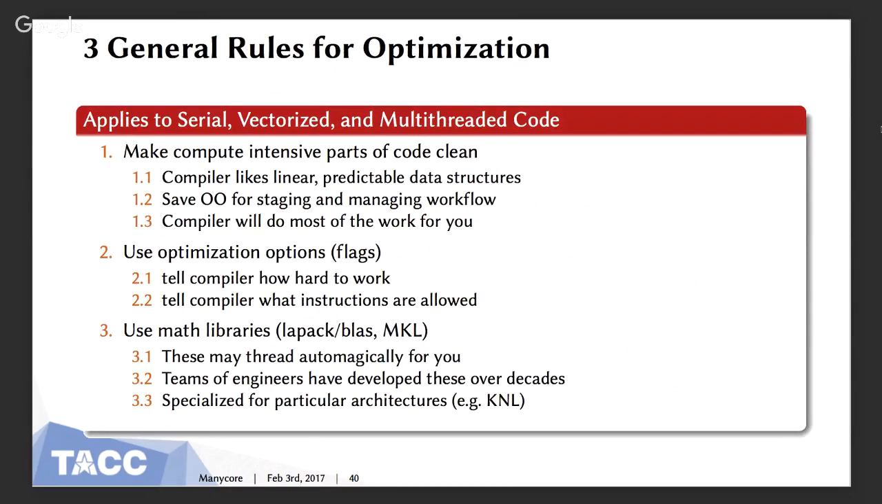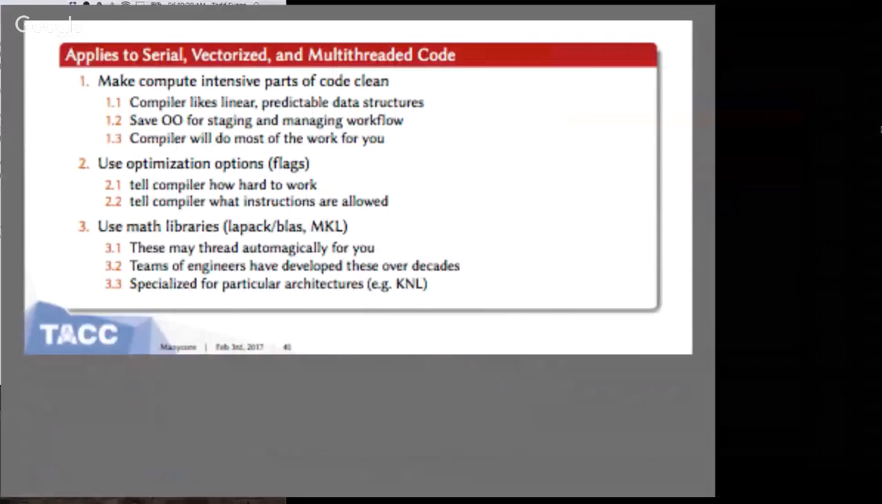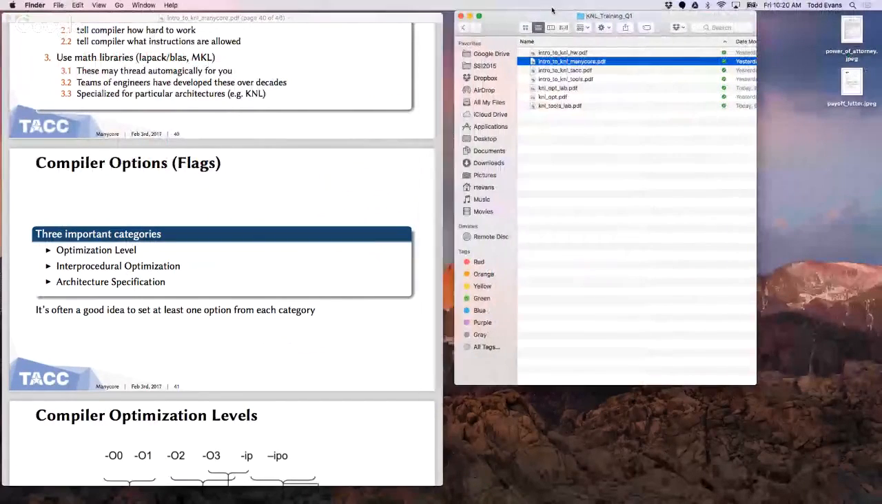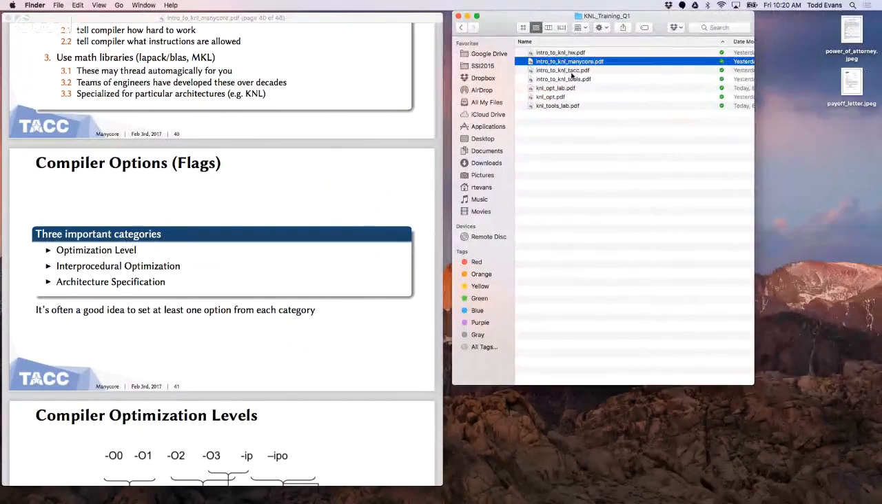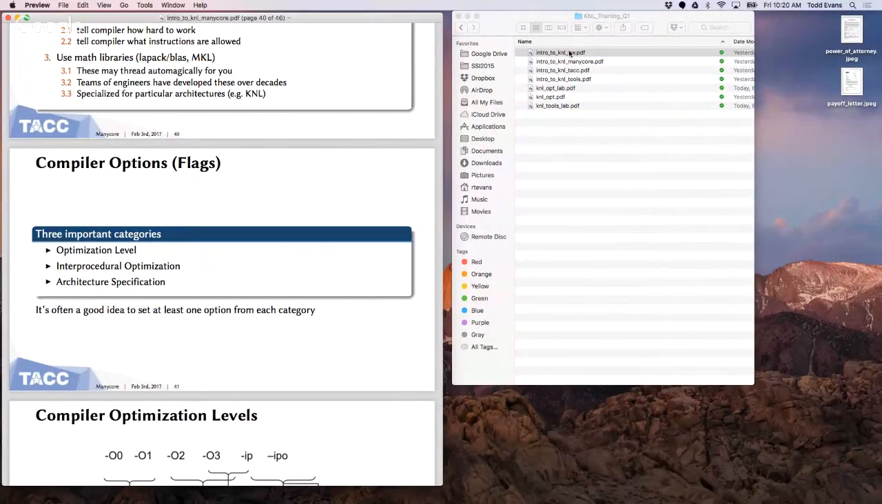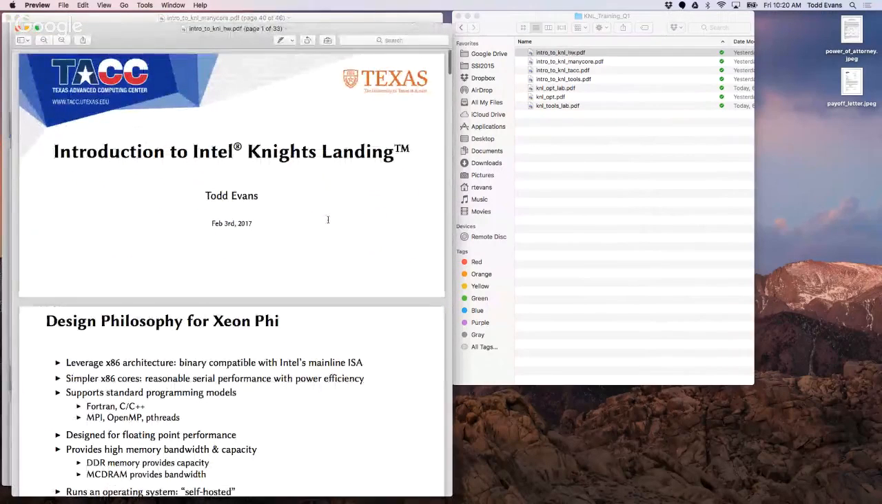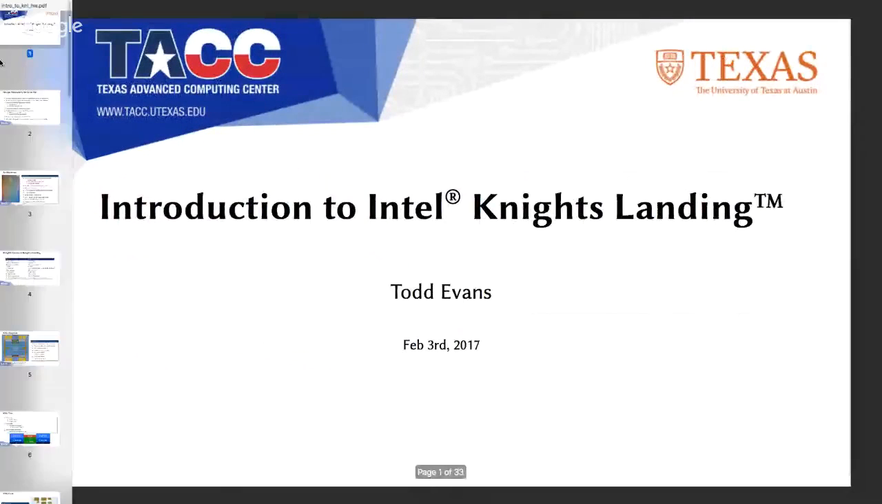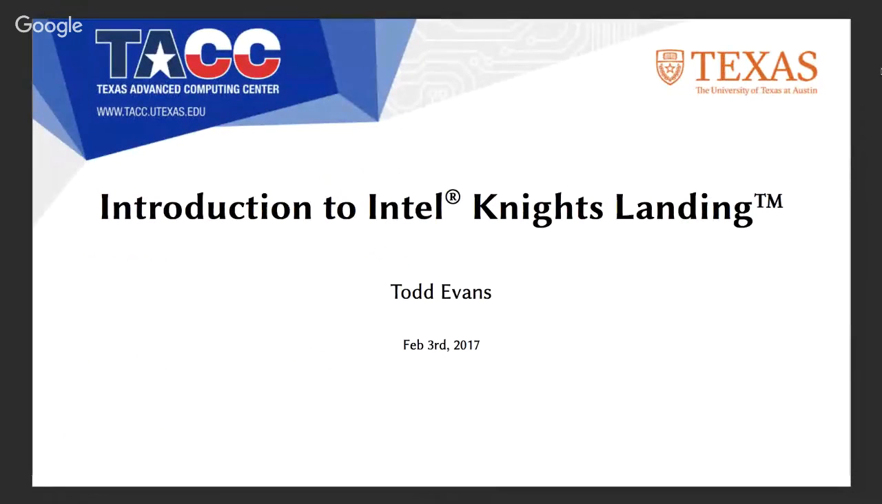Okay, we're not going to cover this next section. I'll move on to just an intro to the KNL hardware. And this is the actual hardware that you're going to see here when you are running through the lab.